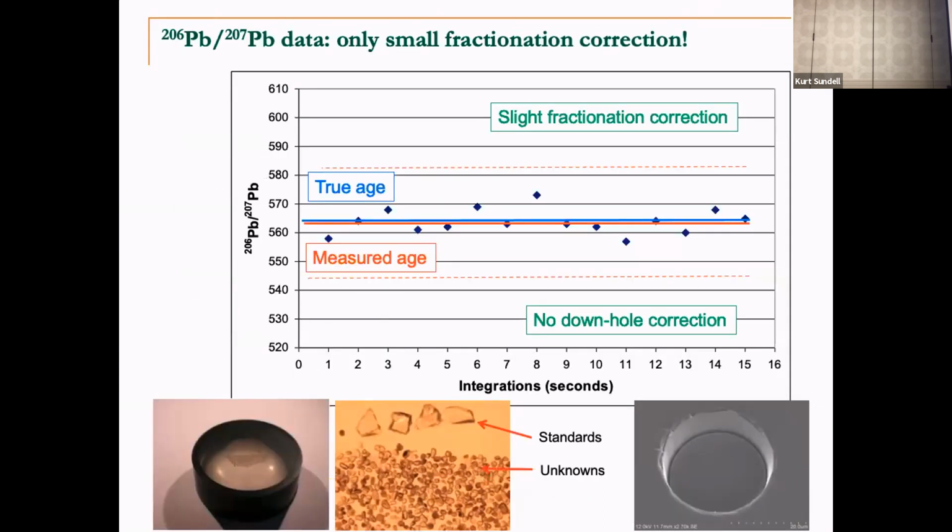That's not the case for lead 206 and lead 207. Those two things behave quite similarly. So yes, we need to make a small correction, but it's nowhere on the same order of corrections. We just have a slight fractionation correction.